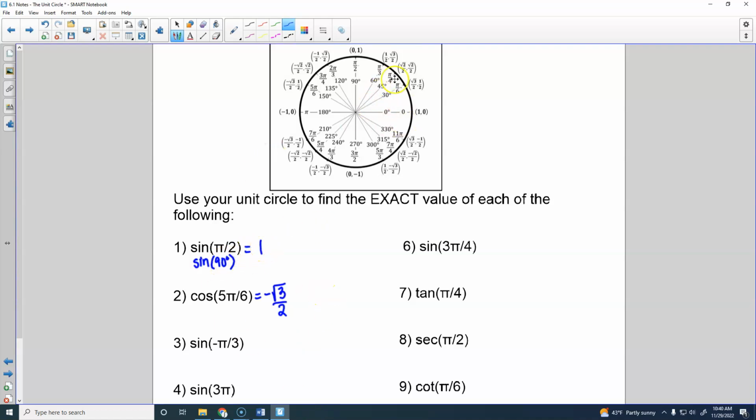So you're going to look at your angle, which is pi over 2, right here. And then sine is going to be your y coordinate. So you're going to look at the coordinates to go with it, and it's the y coordinate.